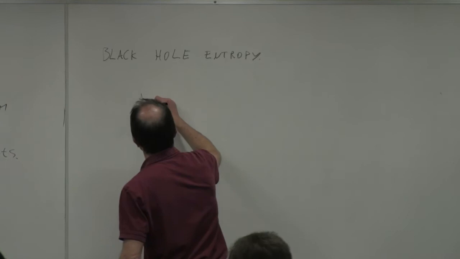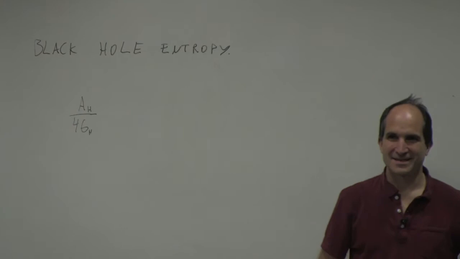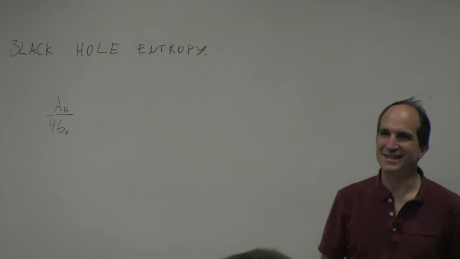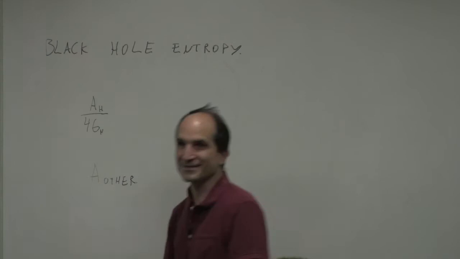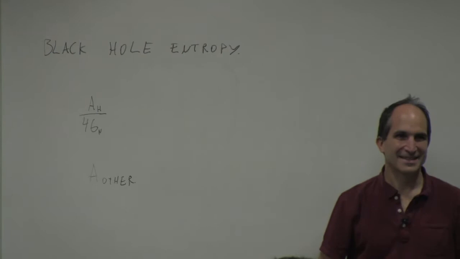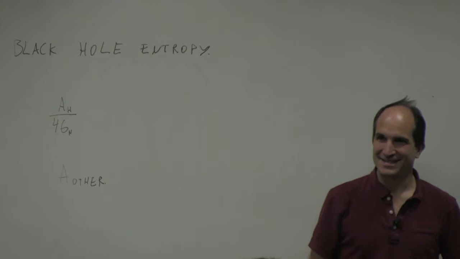Is this a complete formula or is there something missing? What? It might be some other horizon. Well, other horizon, so maybe it's the area of other horizons. So now we have more candidates. But even for this formula, for a black hole in thermal equilibrium, is there anything missing? Fields outside, stuff. Yeah, good. Yeah, thank you.